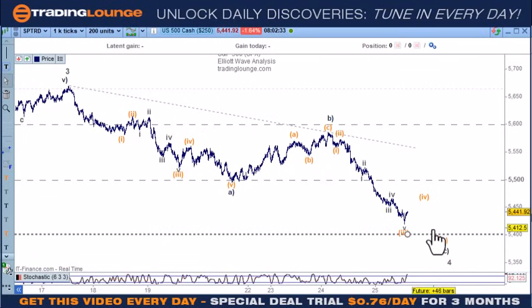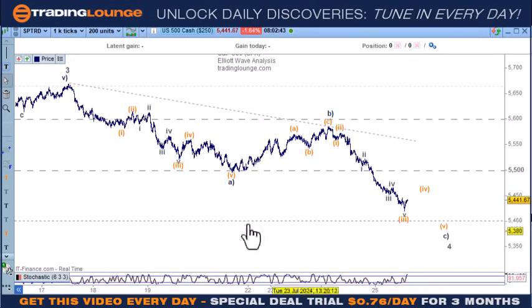Wave 5 will be quite short because the extension's in wave 3, so 1 and 5 can be roughly the same. Take that with a pinch of salt, but there'll be some short covering in the Asian session, I guess, on the futures for this. But look, the A, the B and the C here.